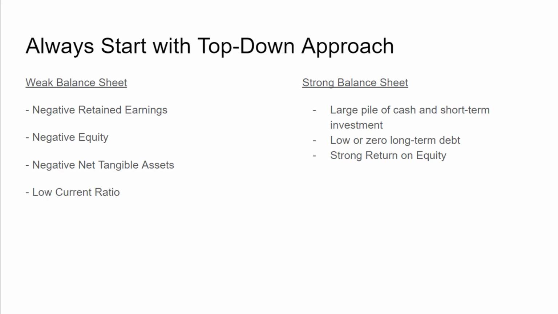And we also want to see a strong return on equity. Equity investors want to see that they're getting a strong return for their investment. So the higher the ROE, the better, but just be aware that those should be compared to the overall industry. Hopefully that gives you guys some tips, some things to look at when analyzing a balance sheet.